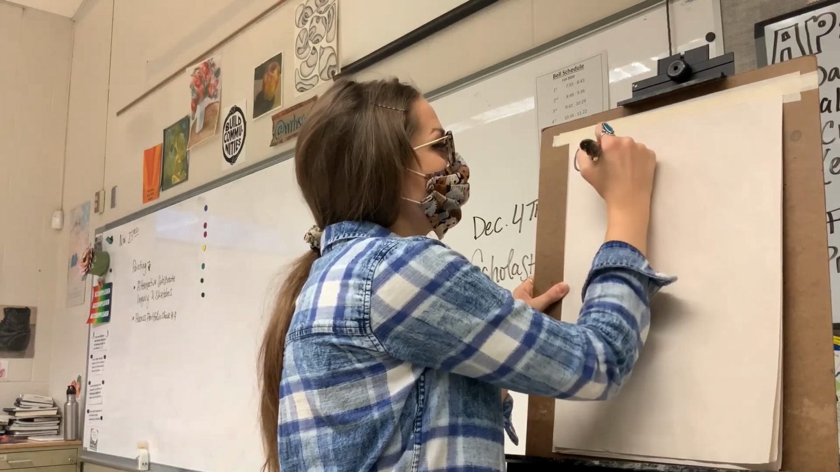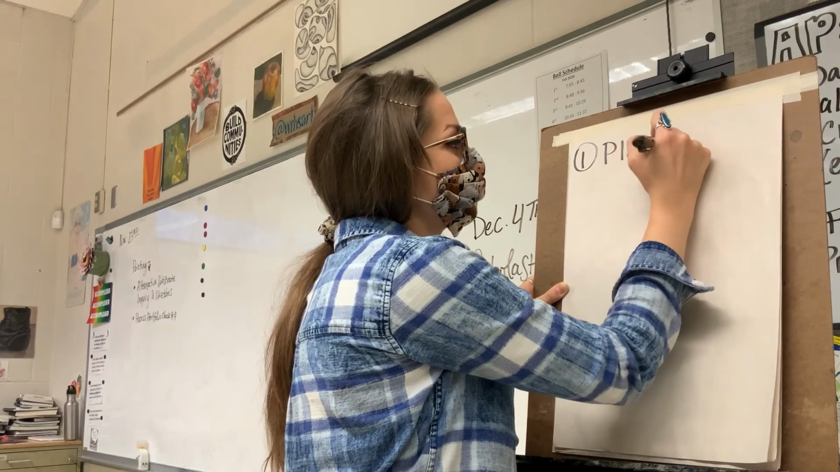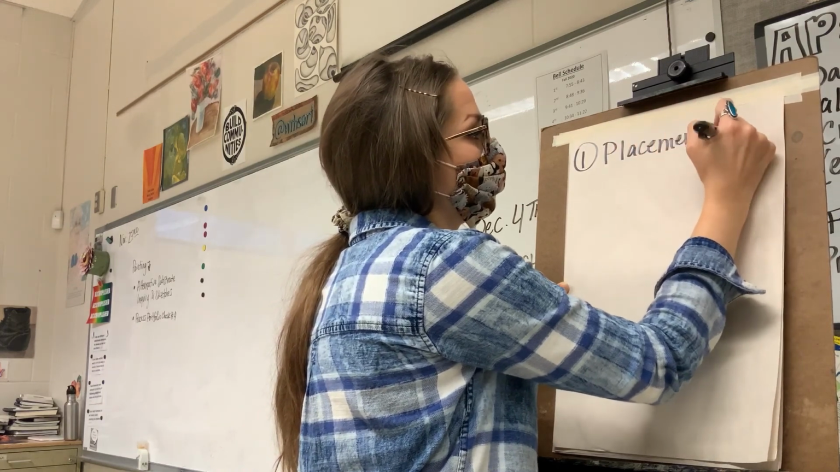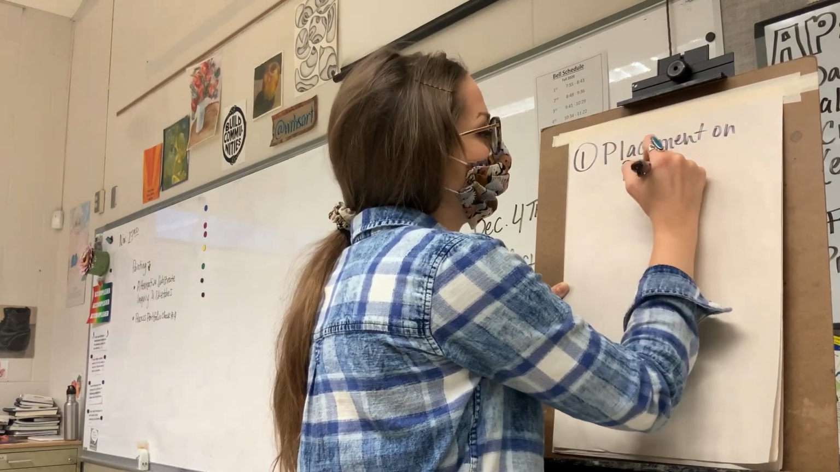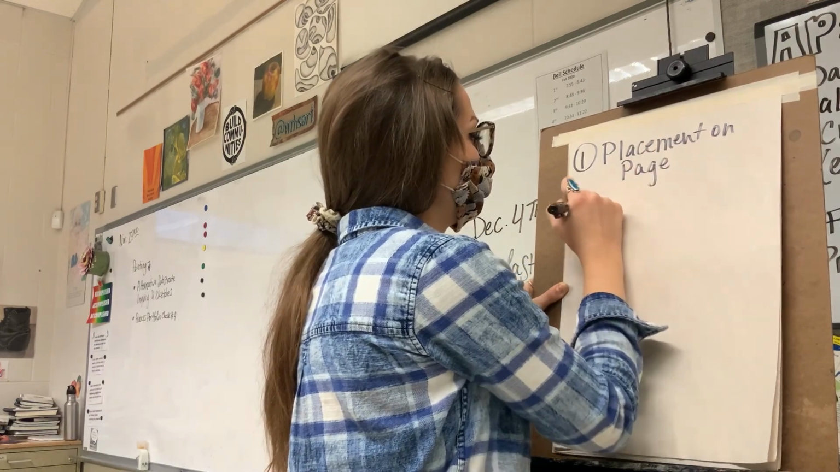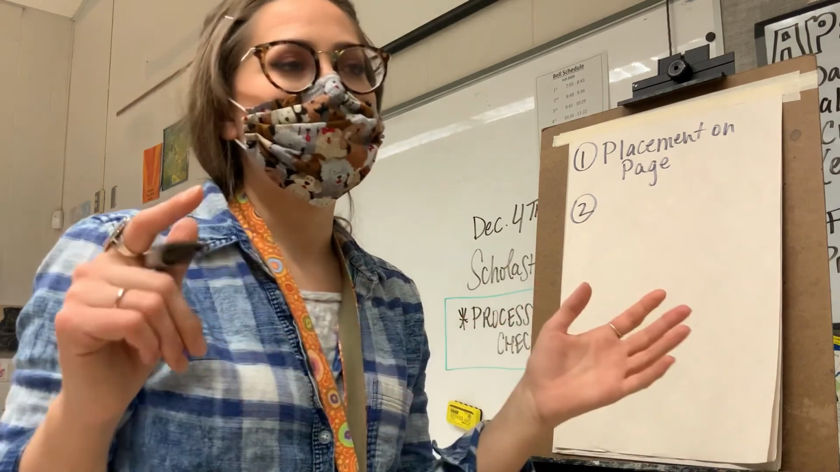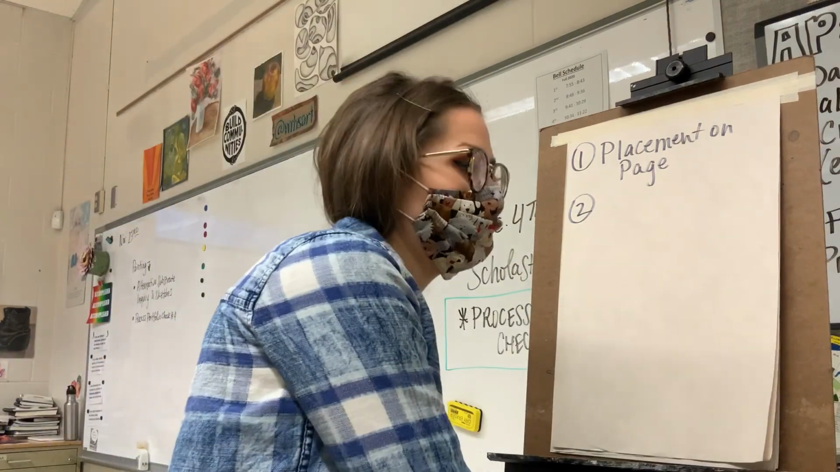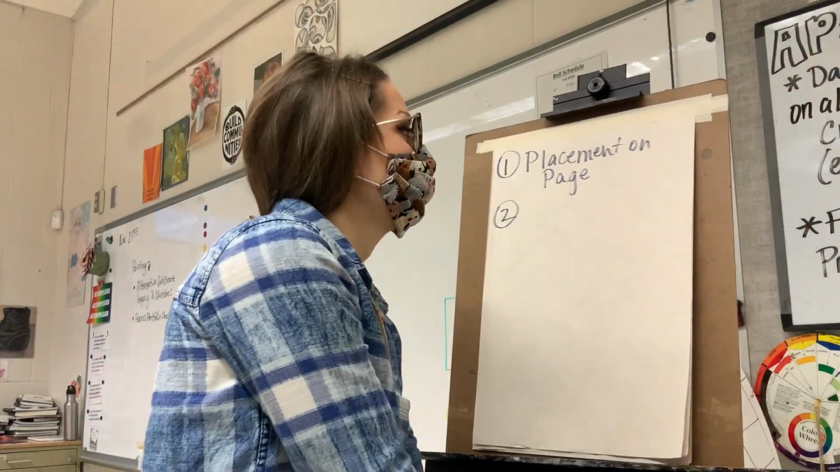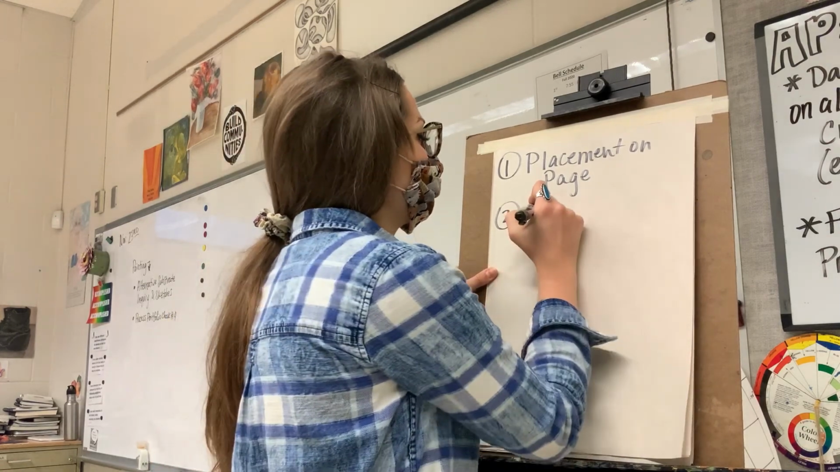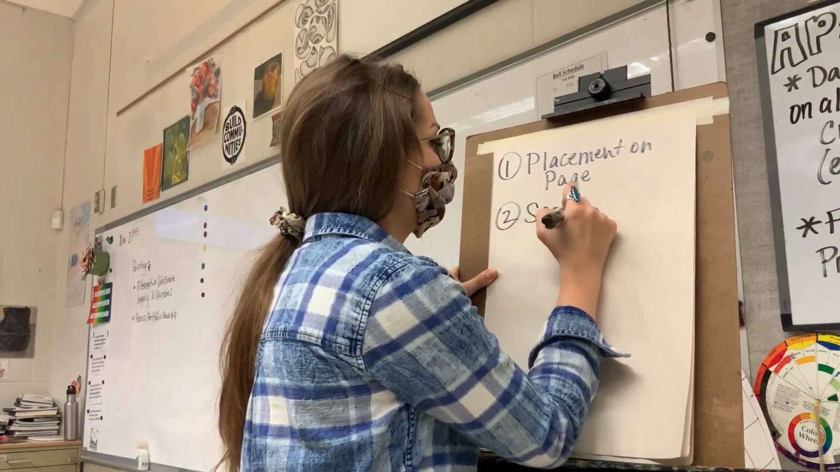So the first thing that we think about is placement on page. The second thing that we're thinking about is our scale. So how large something is in comparison to something else. And we'll talk about this a little bit more. So write this down, number 2, scale.